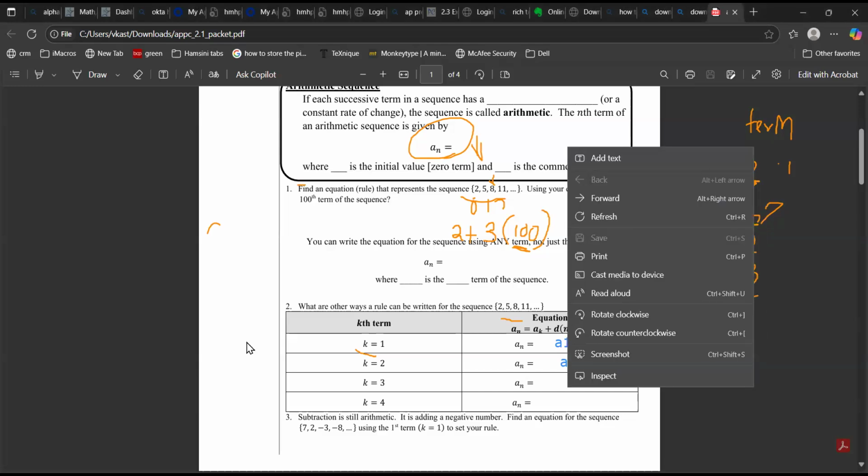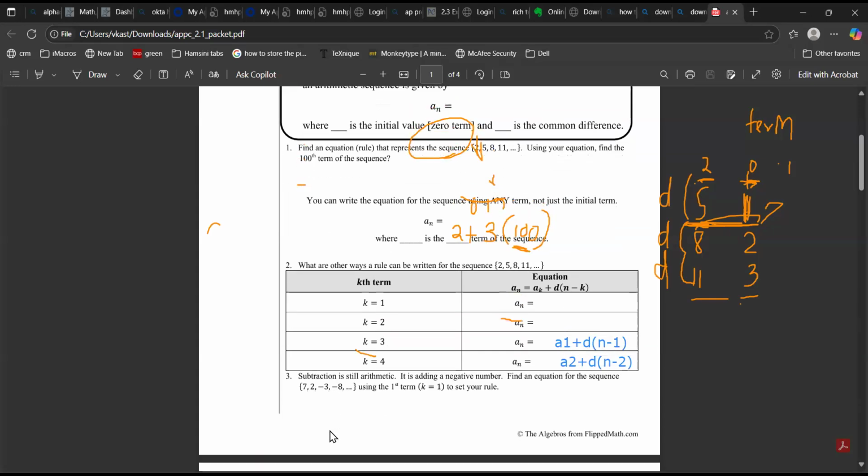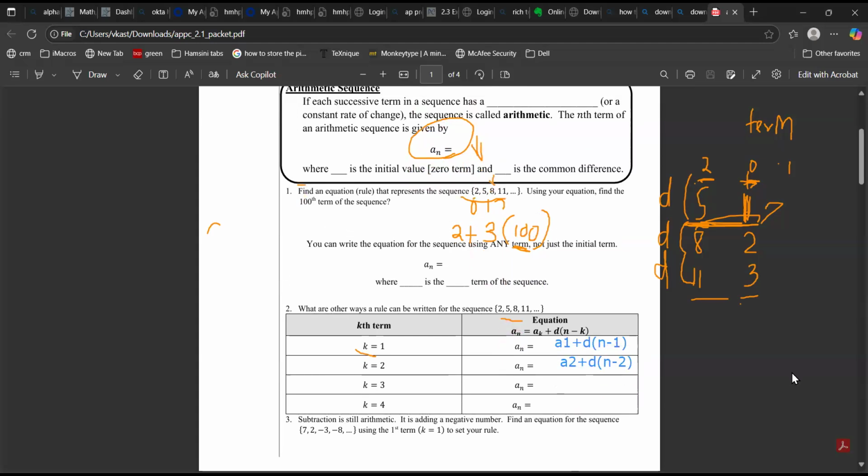Yeah, go ahead, Dhvani. So where you wrote 2 plus 3 and 100 in the parentheses, wouldn't that be 99? Because you're trying to find the 100th term, and it starts off at 0, as you said. So wouldn't it be 99 instead of 100, because you also have to factor in the 0? So 0 plus 99 other terms would equal the 100th term.